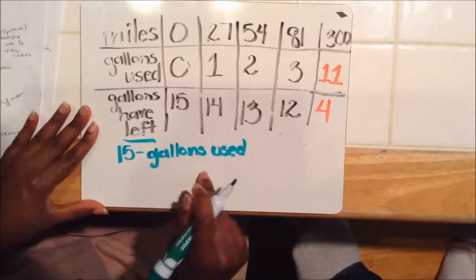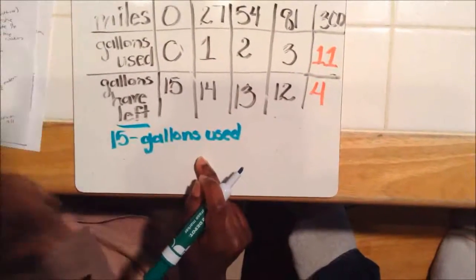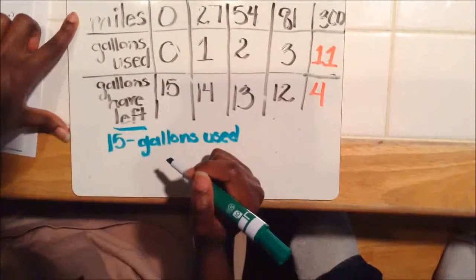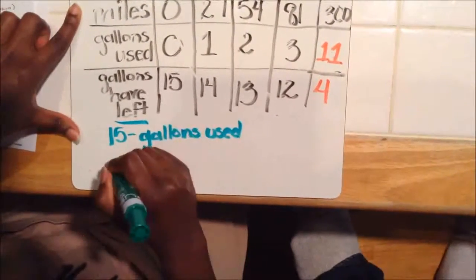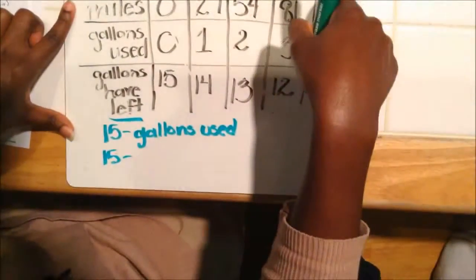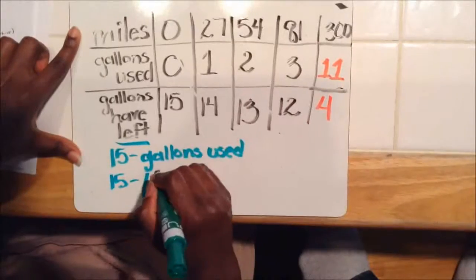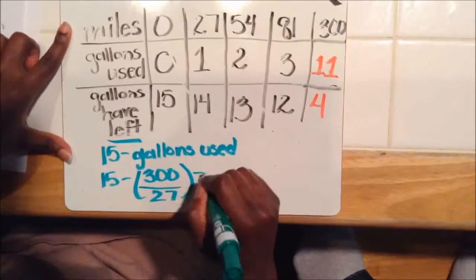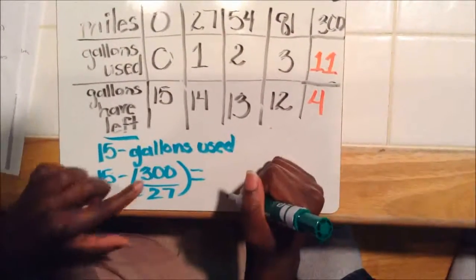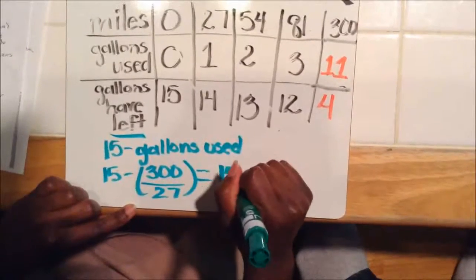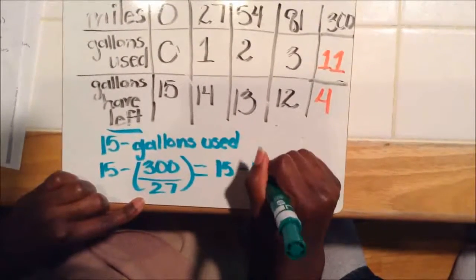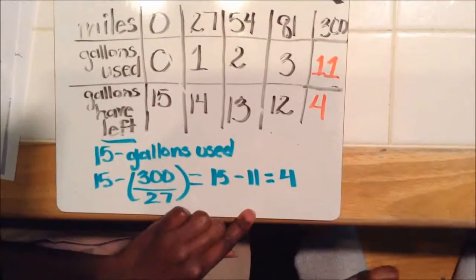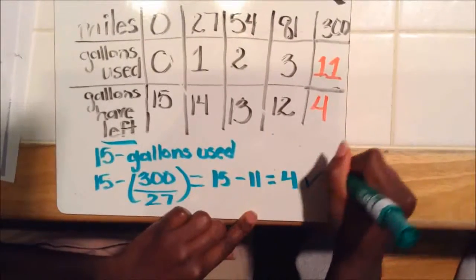So to figure out the gallons that we've used, we looked back at the miles and we said, well, how do we figure out the gallons used from the miles? And we said that all we had to do was take the number of miles that we had and divide it by 27. So that's what I'm going to do. So I did 300 divided by 27. And I got around 11. And then once I subtract, I end up with 4 gallons. So that seems like it checked out correctly.